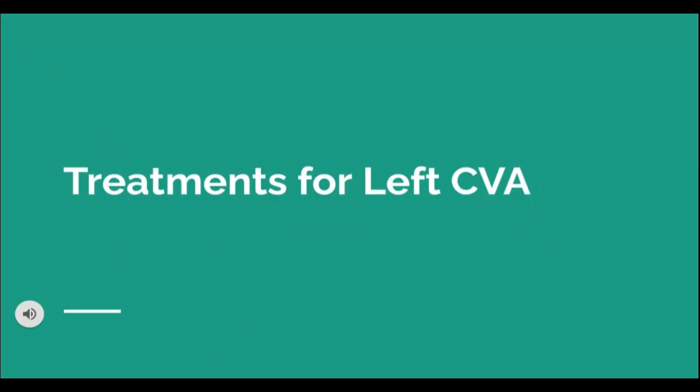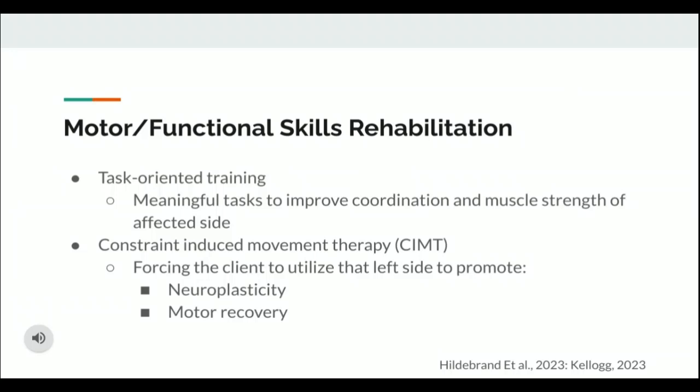Treatments for left CVA. Motor functional skills training is a great treatment idea for left CVAs. To appropriately work on these skills, utilizing a task-oriented approach may prove successful. You want to make each task meaningful to the client based on their goals. For example, if somebody enjoys cooking, you could start very simple early in the process and have them make a peanut butter and jelly sandwich. That would be meaningful to them since it's something they want to do, and it will not be too challenging, and you can also grade it.